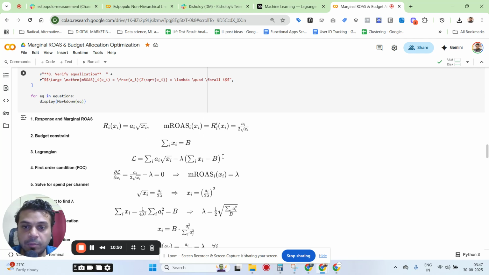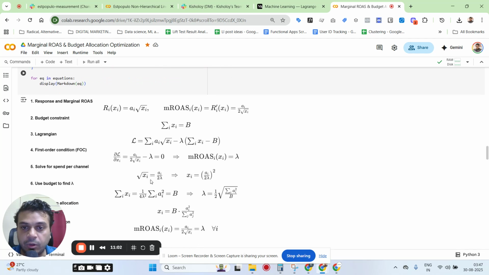Now we have the budget constraint. Remember, it's not an unconstrained problem, this is a constrained problem, and this is reality, right? We do have a maximum amount that we can spend over all the channels. So the summation of xi over all i's is your b. That's your constraint. Now comes again that Lagrangian formulation for the optimization problem, with the Lagrangian multiplier lambda.